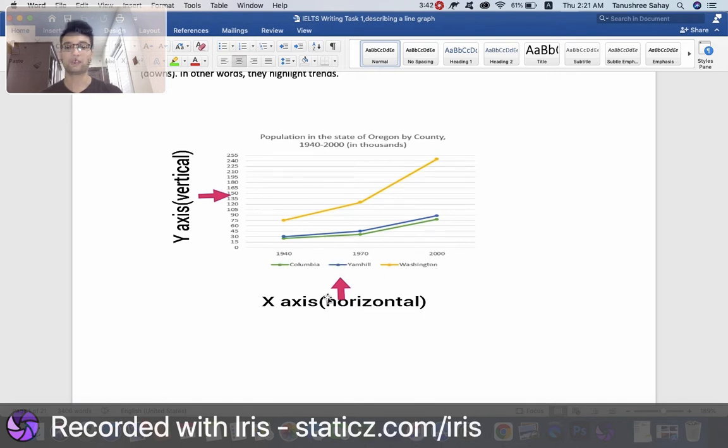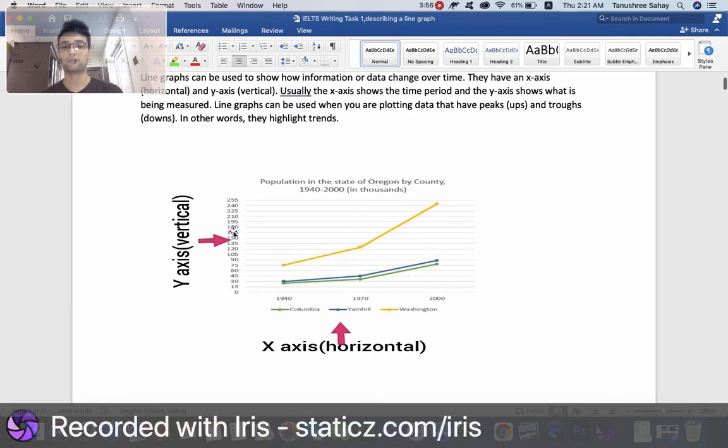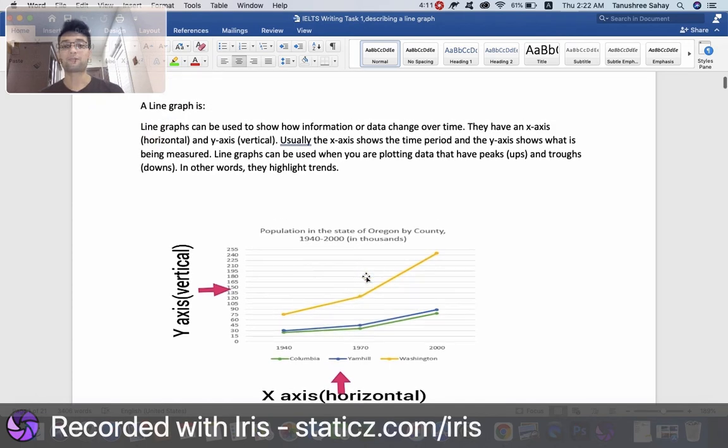Here on the horizontal axis you can see the year, and here on the vertical axis you can see the population unit shown. So population unit is being measured on the vertical axis. That's as always the same. Most of the time, almost all the time, the horizontal axis presents the years, and the vertical axis presents numbers that are being measured in the line graph.